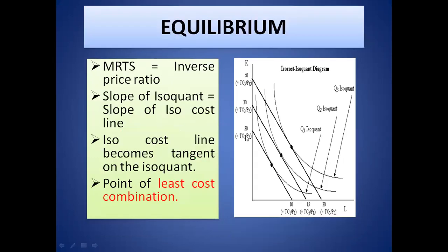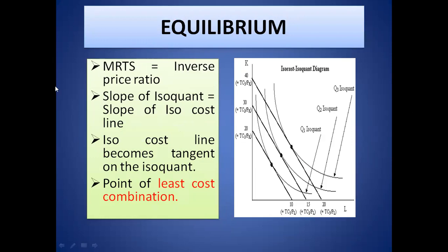Now coming to equilibrium, which is our prime focus. We have known the isoquant and the isocost line. Now the question is at which point we will produce. That will be derived by the equilibrium point, right? What is the equilibrium point? The point where we can get maximum profit and minimum loss, or where we can produce optimally. So let's see where we can get the equilibrium point.